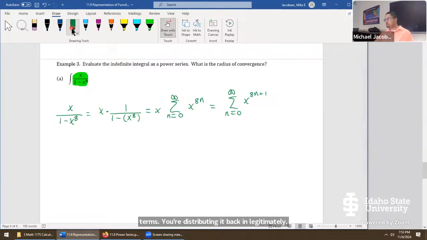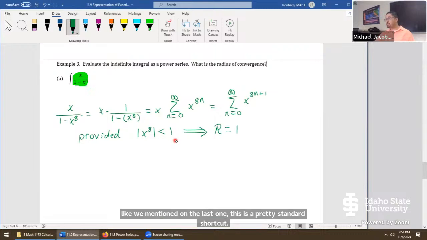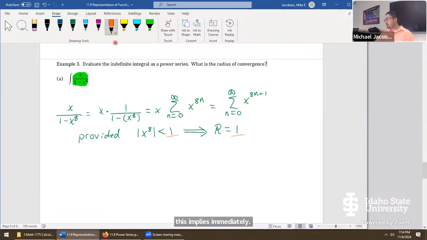And this works provided the absolute value of x to the 8th power is less than 1. We can take the 8th root of both sides and just be left with the absolute value of x on the left. 8th root of 1 is just 1. So like we mentioned on the last one, this is a pretty standard shortcut. This implies immediately radius of convergence is 1. So now we have this stuff. We can slot it into the original integral and solve it that way.